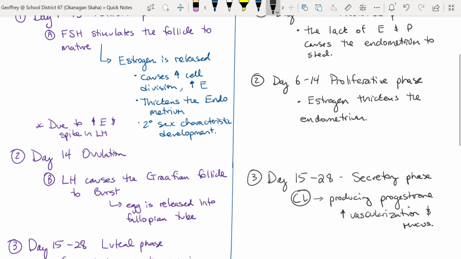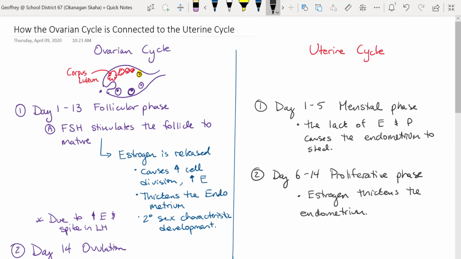So what we can see, let's just recap what we did. Okay, so we started with the ovarian cycle, and we're looking at how it affects the uterine cycle. So the first part was we had the follicular phase. This is the follicle developing, and this is due to an increased level of gonadotropin releasing hormone, which in turn causes follicle stimulating hormone to stimulate the follicle to mature. That follicle, which we can see here and here and here, it develops and develops and develops. It releases estrogen, which not only makes it grow, but it also makes the endometrium get thicker.